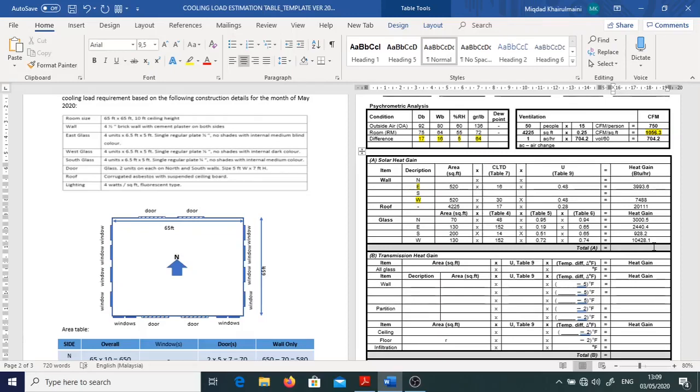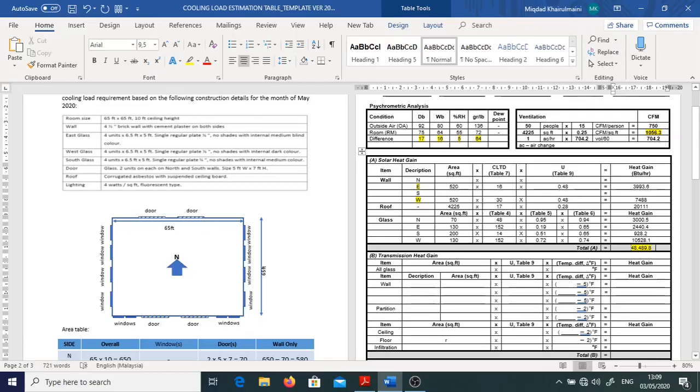Sorry, this is 5 to 8. So we will get 48,489.8 if I'm not mistaken. So this is the value for solar heat gain. We can also highlight the answer. Please try to calculate again. Maybe there are mistakes, so you can ask me later.